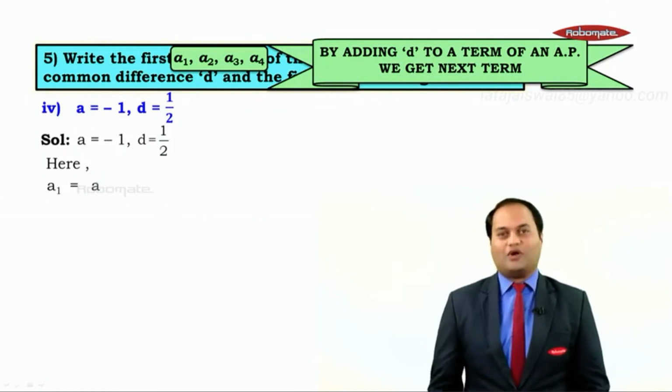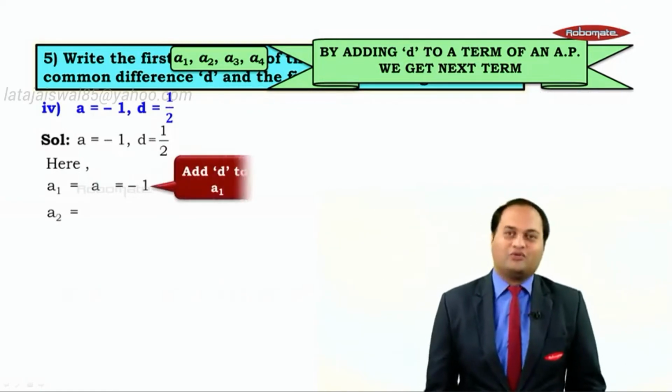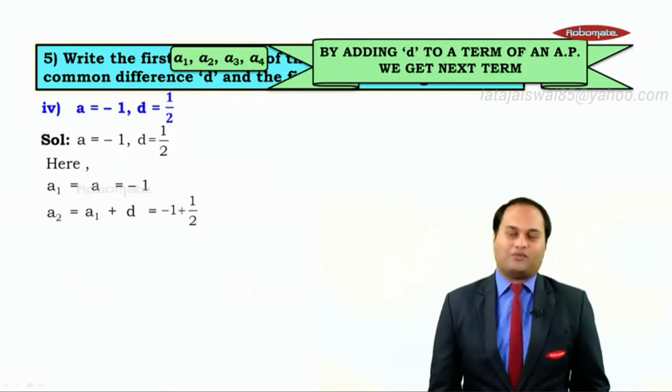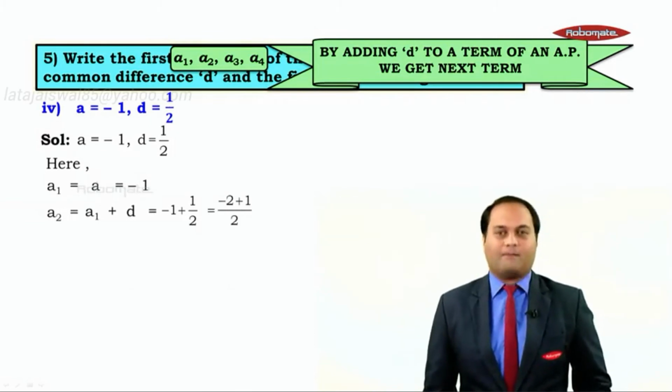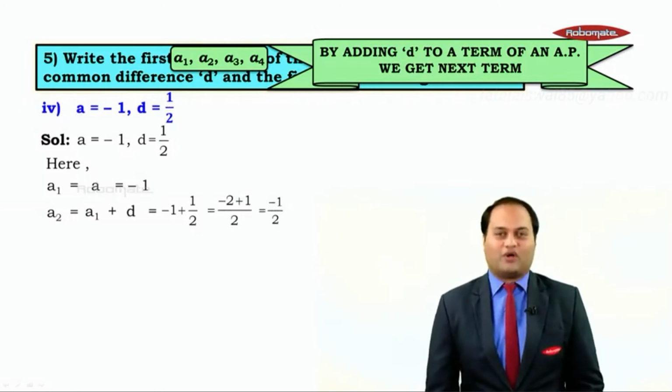Let's do it. A is equal to minus 1, D is equal to 1 upon 2. A1 is equal to A is equal to minus 1. How to find A2? Add D to A1, that's A1 plus D, which is minus 1 plus 1 upon 2. Take the LCM, you get minus 2 plus 1 the whole upon 2, which is equal to minus 1 upon 2.